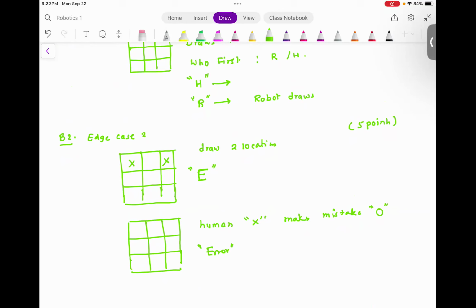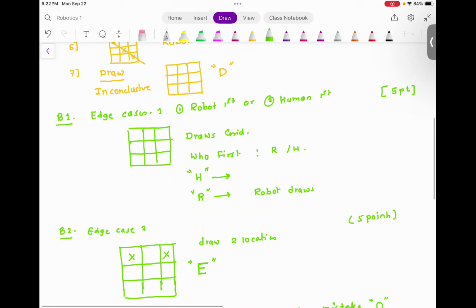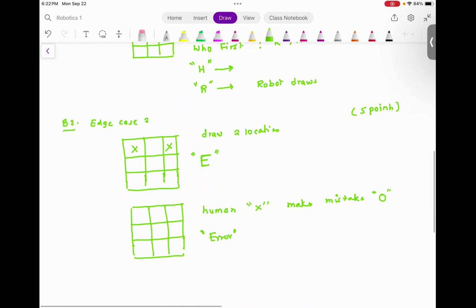There are 2 errors that are possible. Like the human, instead of drawing 1, draws at 2 or more locations. The robot should throw an error. Or the human is supposed to cross, but the human circles. So it should throw an error. If you handle edge case number 1, which is bonus 1 and bonus 2, then you would get 5 and 5, 10 points extra. Do you agree with me?